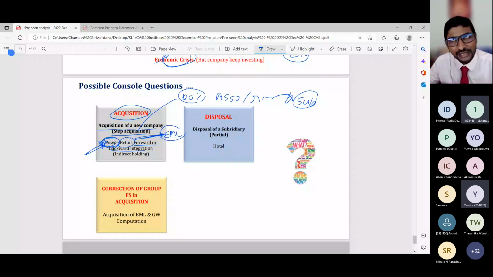So likewise, they might acquire some companies from completely different industries, because they are into diversification. In 2017, they invested in a hydropower plant, which is not in their business line, but it shows they can go for any business. They have the mindset of going for any business. So any kind of segment can come as an acquisition. And disposal also can come. So I will say partial disposal, maybe when it comes to hotels.